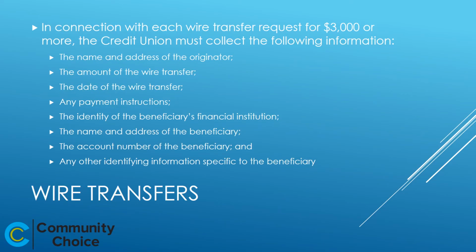BSA reporting requirements also apply to outgoing wires. With each wire transfer request of $3,000 or more, we must collect and record the name and address of the originator, the amount they want to send, the date it was sent, any payment instructions that they provide, the name of the financial institution it goes to, as well as the name, address, account number, and any other specific information regarding the beneficiary or the person receiving the funds.